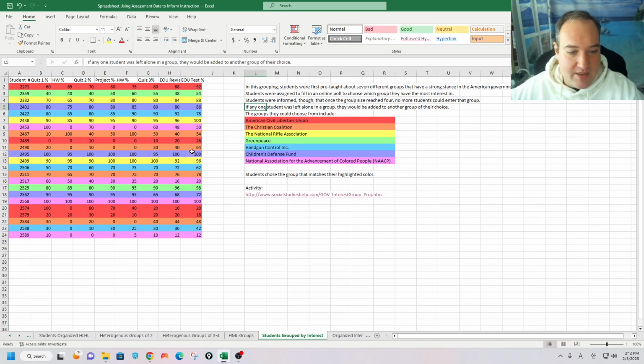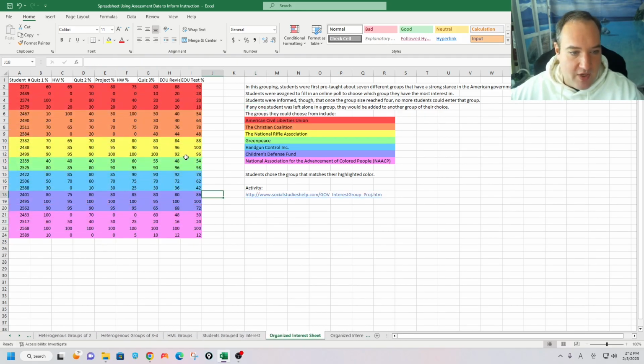I randomly selected the groups, and in my random selection, that did not happen. In fact, we had one group of 2, which was Greenpeace, and most of the other groups are 3 to 4 students. So students have chosen the groups that match their highlighted color, and these are in no particular order, it just matches the color from top to bottom. And I just organized them in this order.